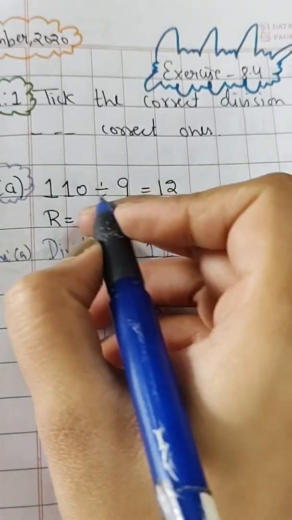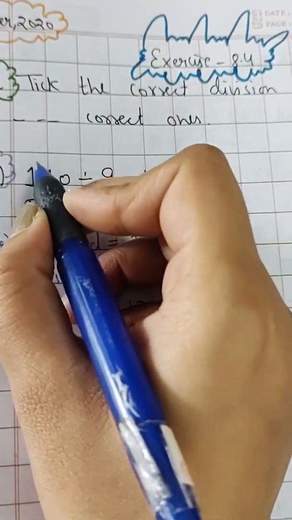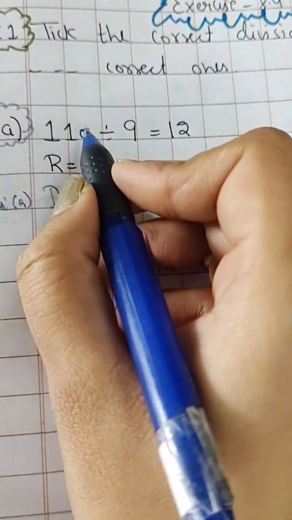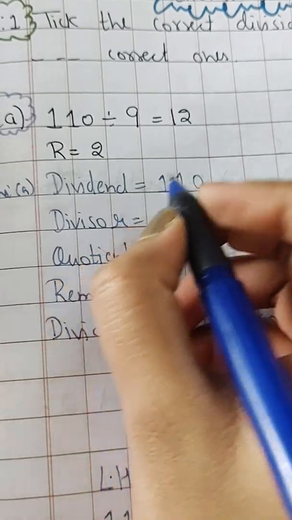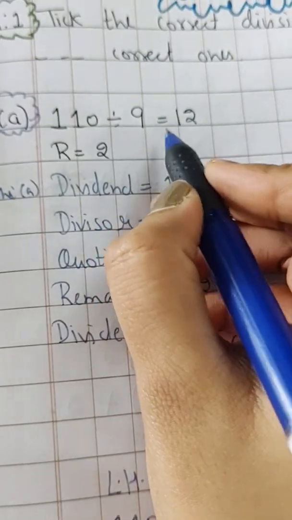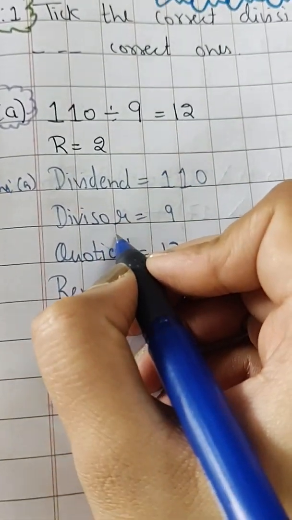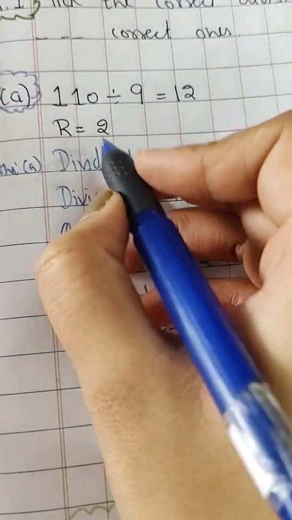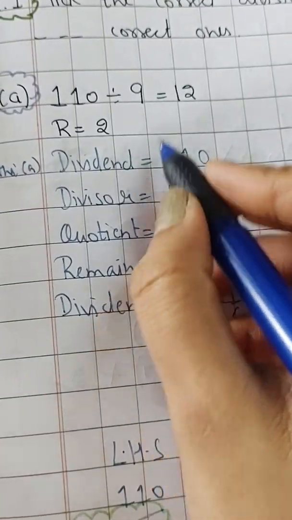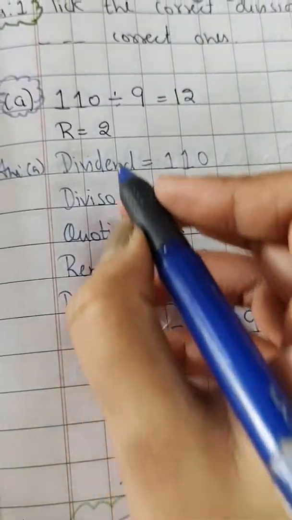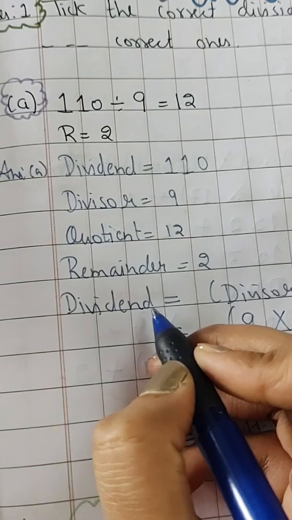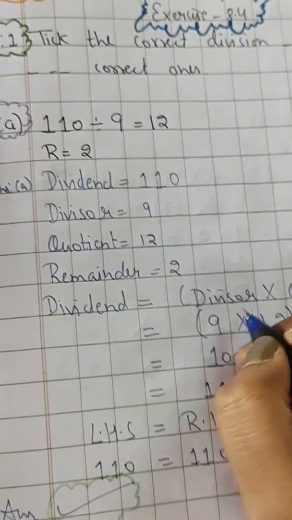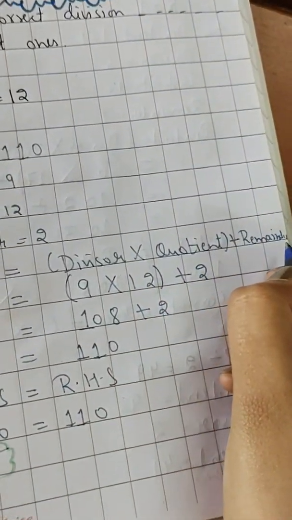So what you will do is this: the number that we are dividing is your dividend. Always remember this: the number you are dividing is the dividend. The number with which you are dividing is your divisor. So this one on the left is your quotient. Quotient is 12, dividend is 110, divisor is 9. Now r is equal to 2 is the remainder. So now you have to put this formula here.